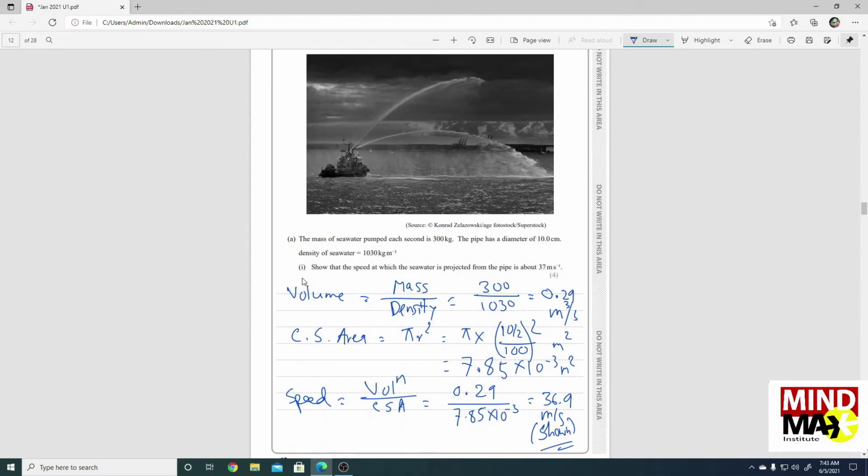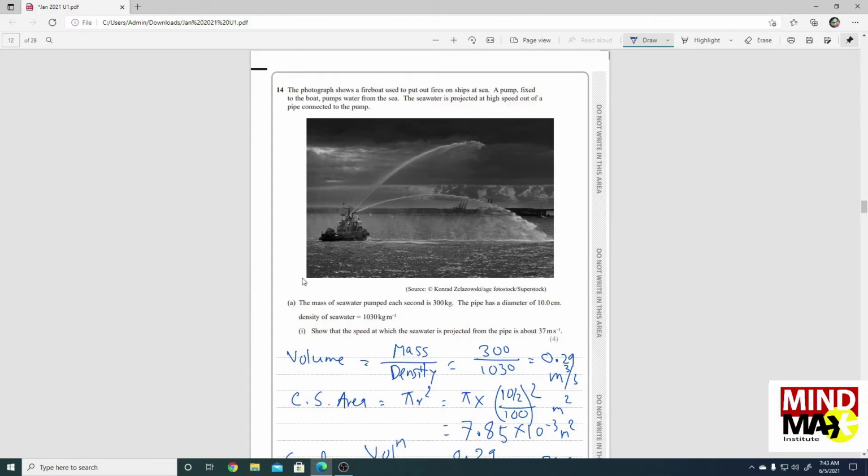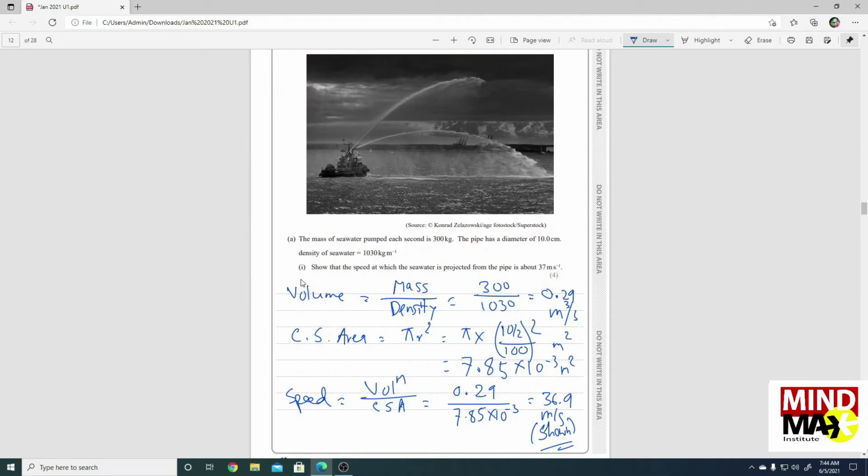So first, if we wish to find the speed, we have to basically find the volume of the water first. So volume is what? Mass by density. Mass of the water is 300 kgs and density is given as 1030. We found the volume of water that is ejected every second. See, this is the amount of mass ejected every second. So this is the volume ejected every second. So we know the volume that is ejected every second.